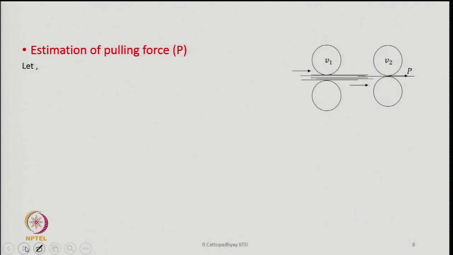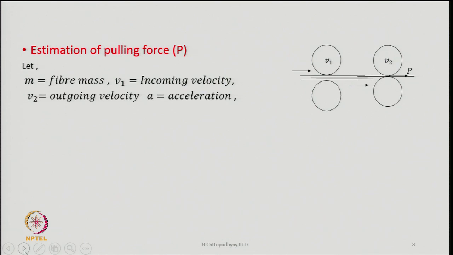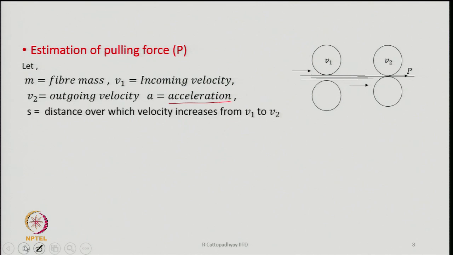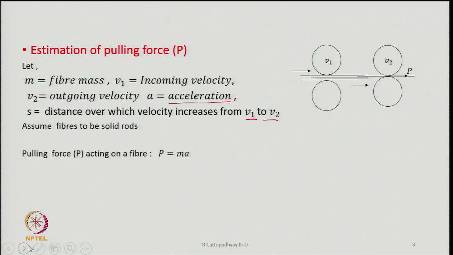The estimation of the pulling force. First of all, let the mass of a fiber be m, V1 is the incoming velocity of the fiber, V2 is the outgoing velocity of the fiber, and A is the acceleration. As the fiber changes its velocity from V1 to V2, there has to be some acceleration. So that acceleration is A, and S is the distance over which the velocity increases from V1 to V2.